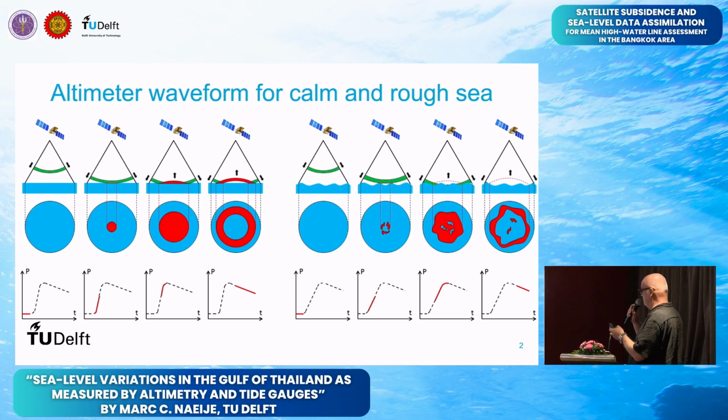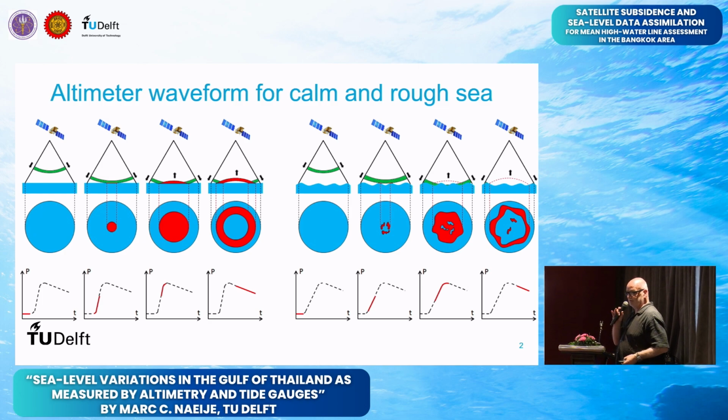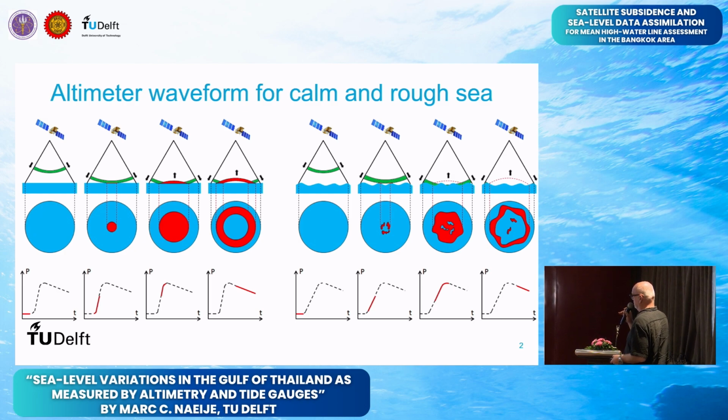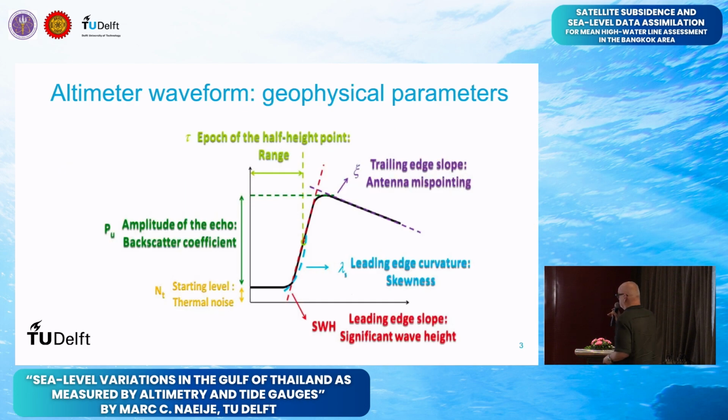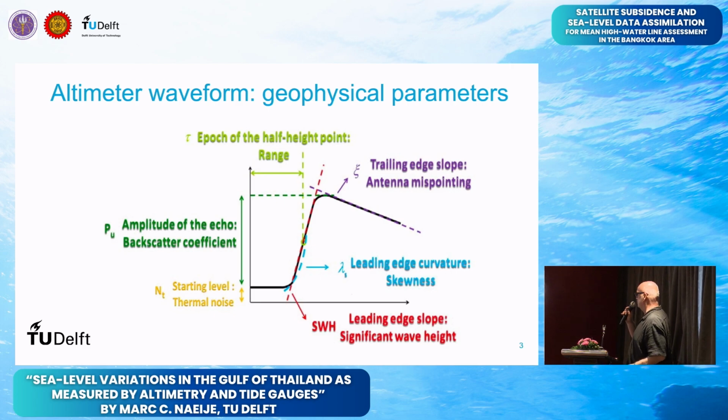With a rougher sea, it takes longer for the power of the echo to come back to the satellite, and that's why you have a less steep waveform. Basically, this looks, maybe less rough, but it's the opposite. So these are the things that you can actually deduce from the returned echo from the altimeter satellite.